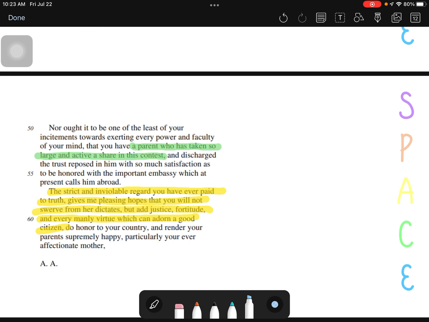We also, in the very end, learn a little bit more. Oops, wrong color. I want my purple because I'm talking about the speaker, because she flat out says that she is his affectionate mother. So that, again, gives us her perspective as that mother figure in his life.